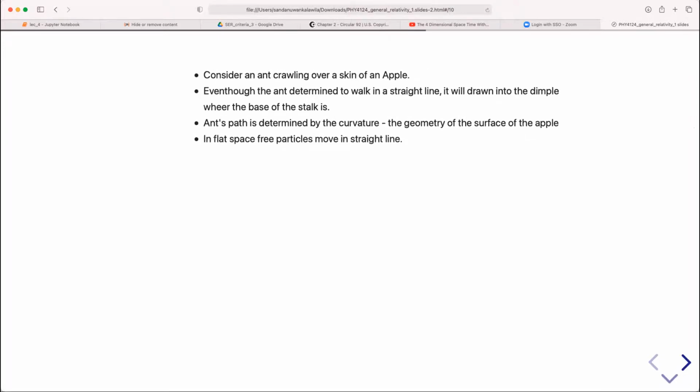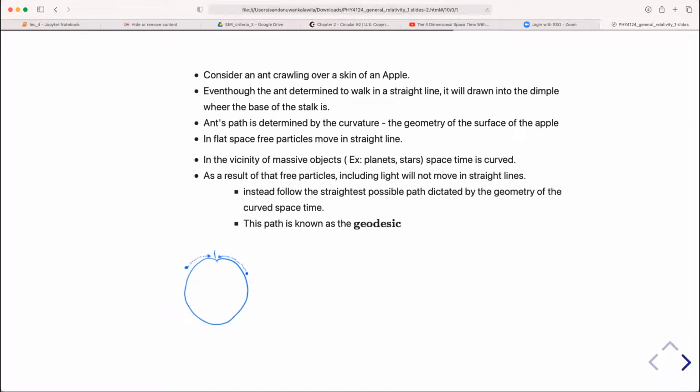Now let's consider the ant. I have a small hand-drawn picture right at the bottom just to make sure that you understand what I mean here. Consider an ant crawling over the skin of an apple, right? So there is an ant, let's say this small dot right here, trying to move on the surface of an apple. Everybody knows an apple, right? And even though the ant is determined to walk in a straight line, it will be drawn into the dimple where the base of the stalk is. There is a small spelling mistake here. I will do that correction.